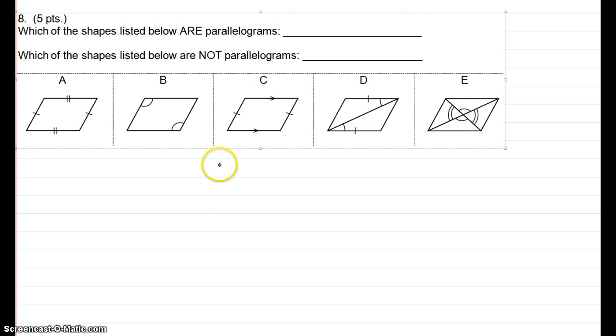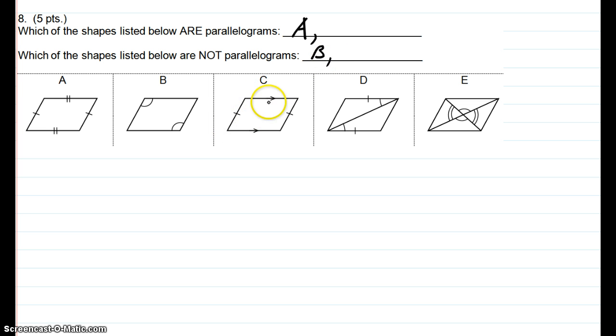All right, take a look at number 8. Which of the shapes listed below are parallelograms, and which of the shapes below are not parallelograms? So, if you think about the special properties of a parallelogram, that would make a parallelogram. So, if the opposite sides are congruent, that would be a parallelogram. So, A is a parallelogram. One of the properties of a parallelogram is that the opposite angles are congruent. So I have one pair of opposite angles congruent, but not both pairs. So B is not a parallelogram.